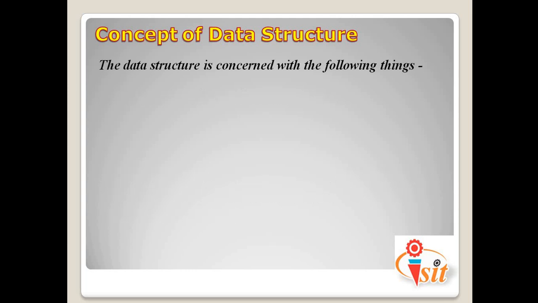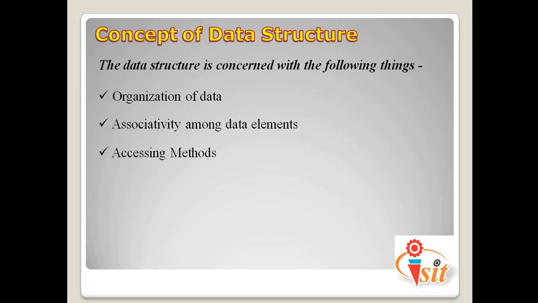The data structure is mainly concerned with the following things. The first thing is organization of data, like how the data is going to be organized. The second thing is associativity among the data elements. The third thing is accessing methods, like how to access the data. The fourth thing is the operations, like which kind of operations we can perform on the data. And the last thing is processing alternatives for the data.